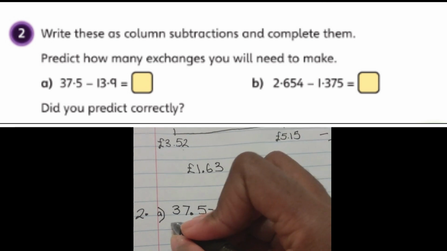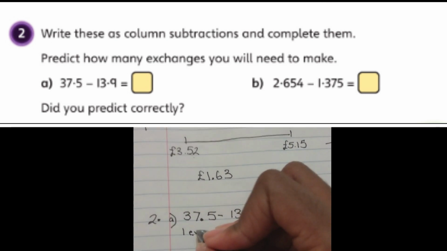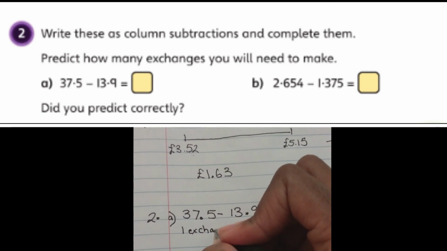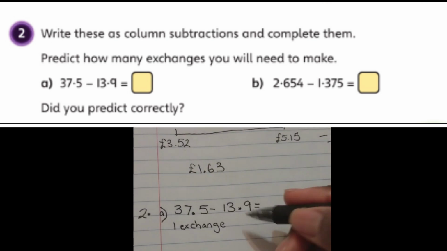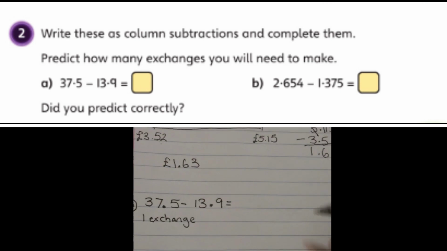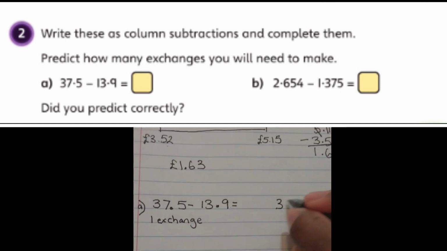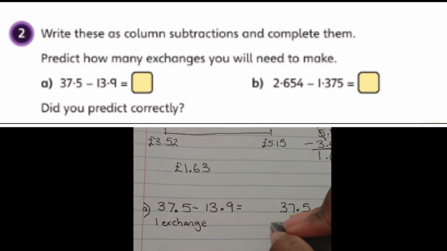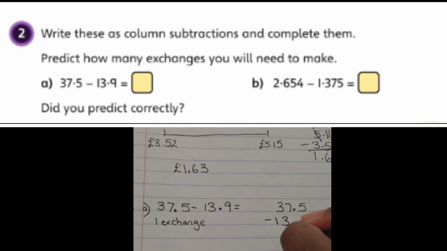So I'm just going to put my prediction down here. One exchange. And again, that just means one time that I have to regroup. Let me work it out now and see what happens. 37.5 take away 13.9.